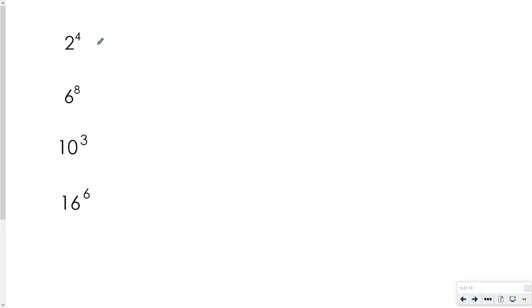So let's take a look at how this works. 2 to the fourth power, okay? So my base is 2, okay? The power of 4 tells me I'm going to write 2 four times.